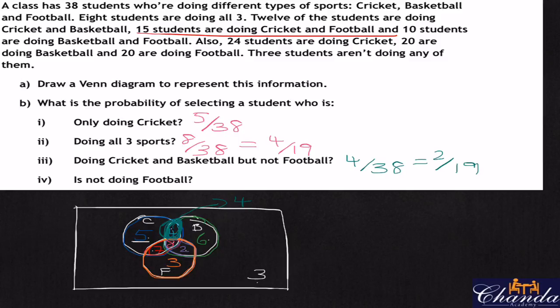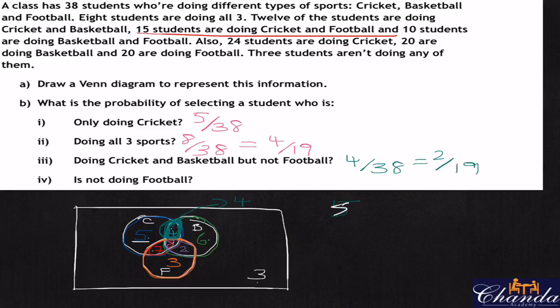And the next one says not doing football. So not doing football means we have to exclude everything that is taken up by that orange circle right there. So we can add any of the other numbers. So we have 5. Whoops, let me use a different color here.